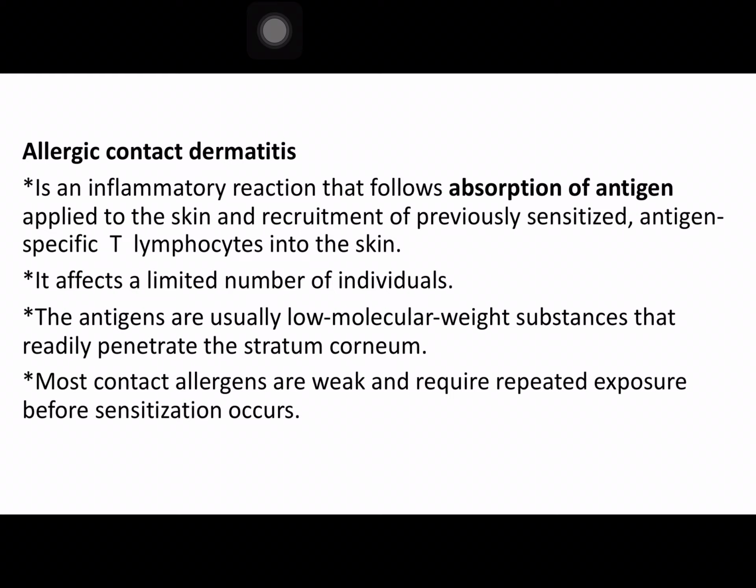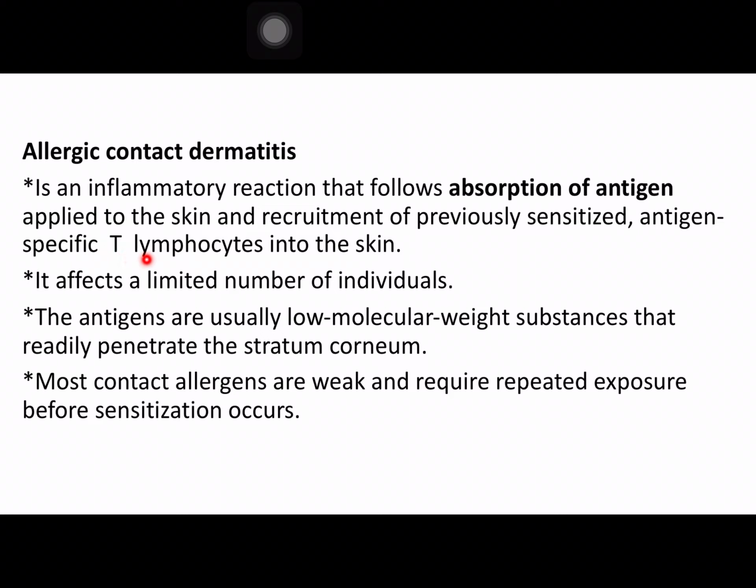Now we will discuss allergic contact dermatitis, the second part of contact dermatitis. This inflammatory reaction follows absorption of antigen. So an important point: in irritant contact dermatitis, there is only irritation, only exogenous exposure, while in this one, absorption of antigen leads to recruitment of a previously sensitized antigen-specific T lymphocyte.